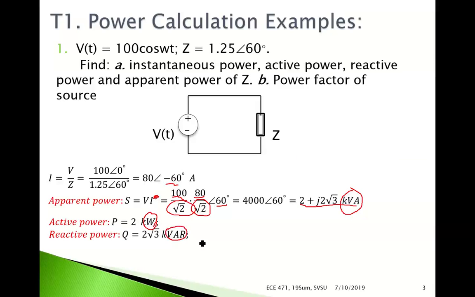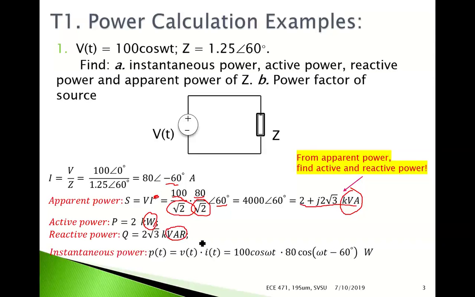And also you can tell the workflow is that we are looking for the apparent power directly, from which we can easily tell the active and the reactive power, rather than the other way around. So go to the apparent power directly.